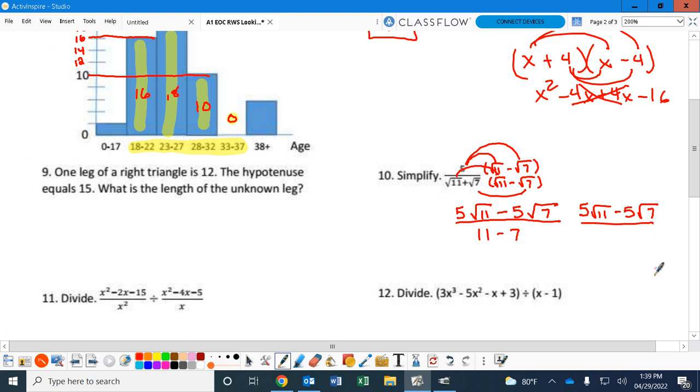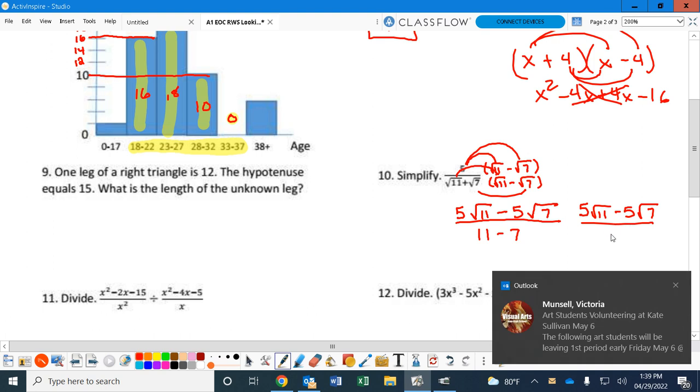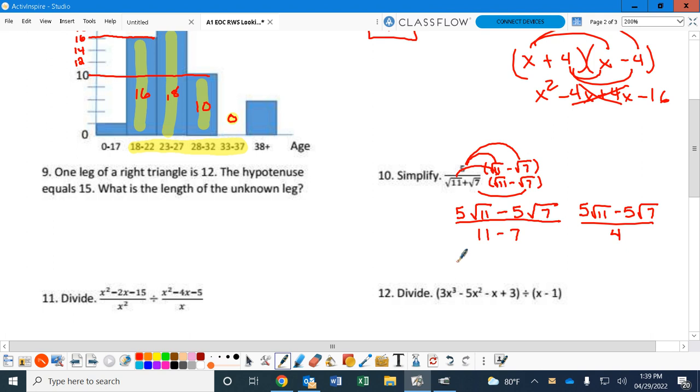All over. What is 11 minus 7? Guys, it's just 4. Don't make it hard. 4. There you go. How do you know to stop? Because what's not on the bottom anymore? What's not on the bottom? Radicals. There are no radicals on the bottom anymore.